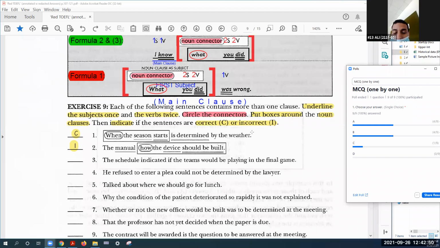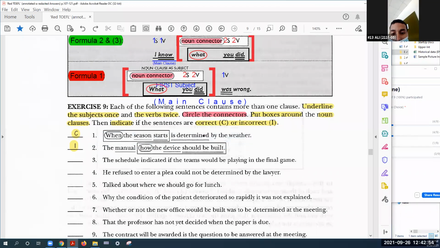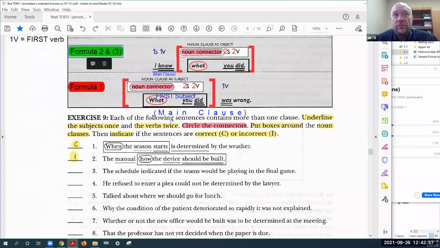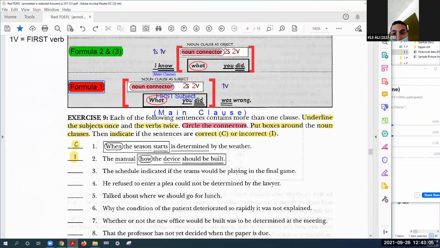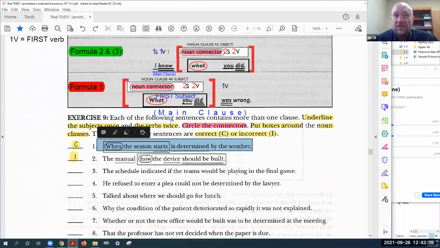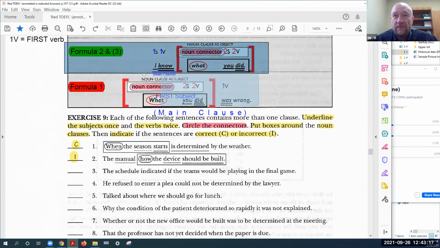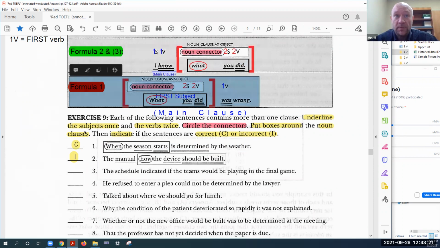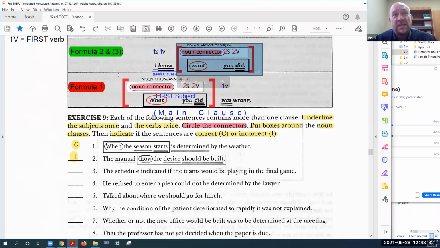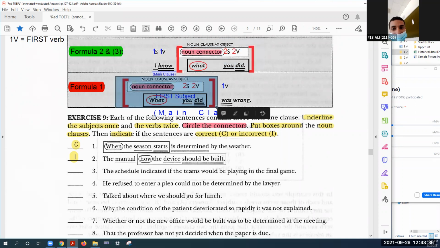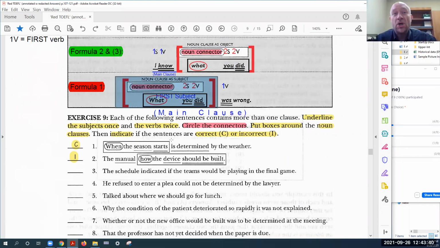Read it first and then explain it. When the season starts is determined by the weather. Is it formula 2, 3, or formula 1? Does this example look like formula 2, or does it look like formula 1? Where is the box? Is the box at the end or at the beginning? At the beginning, right? So is that formula 2? No, formula 1.